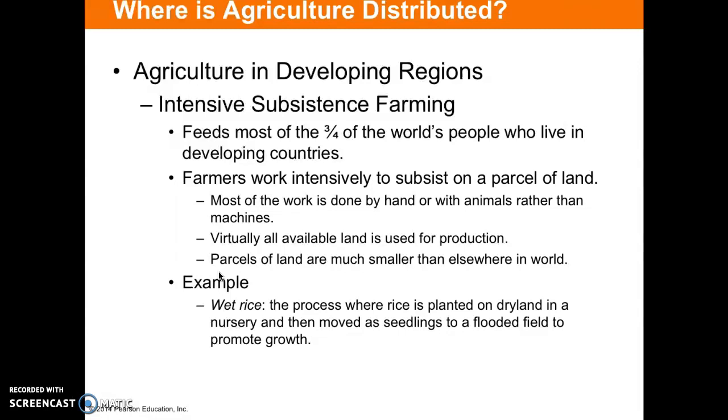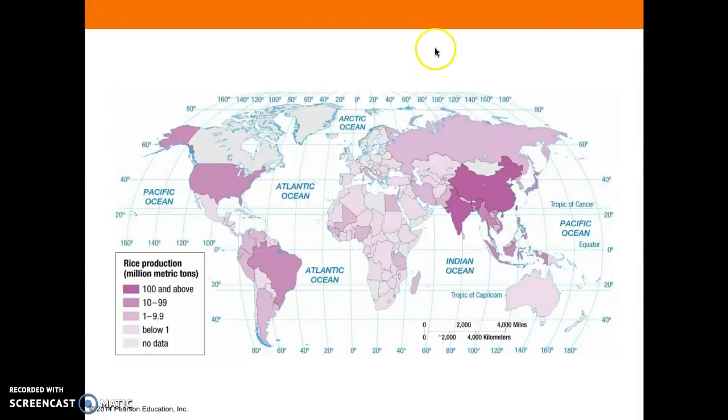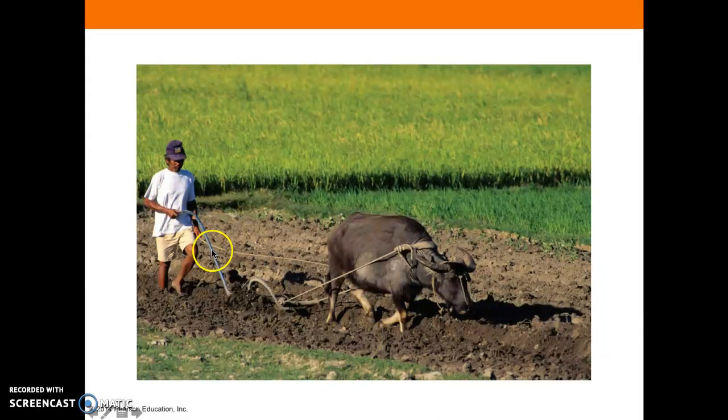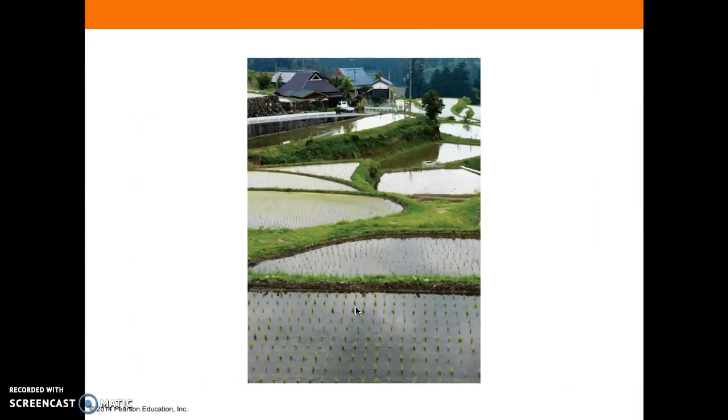The biggest example, and most common example, is wet rice, and that's when people are planting rice. So these are the places that produce the most rice in the world. And here's an example of that intensive labor. So he and the water buffalo are plowing the land. And so he's walking behind it as he does it. It takes a lot more work, physical labor, than sitting on a tractor.